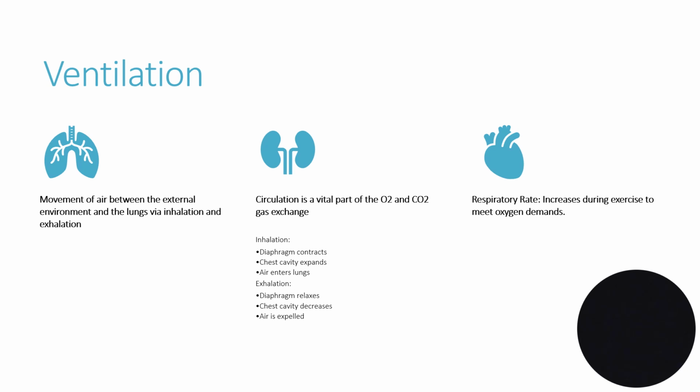Alright, to start us off, we're going to begin with ventilation. Ventilation is the movement of air between the external environment and the lungs via inhalation and exhalation. Circulation is a vital part of the O2 and CO2 gas exchange, and a little highlight of the inhalation is the diaphragm contracts, the chest cavity expands, and air enters the lungs. And then for exhalation, the diaphragm relaxes, the chest cavity decreases, and air is expelled. And I'll go over this in the next slide. I have a diagram for us.